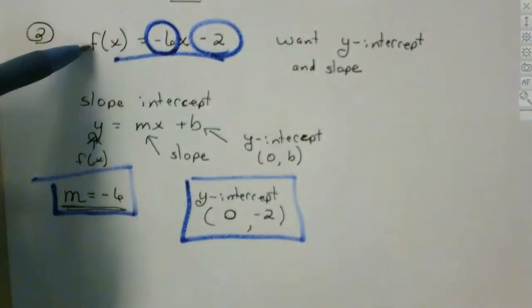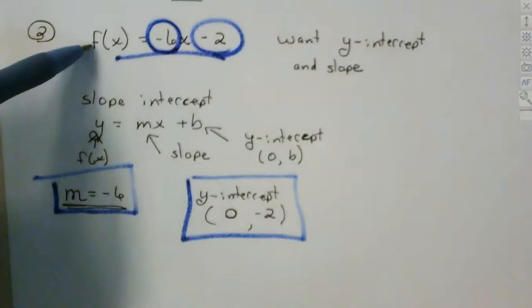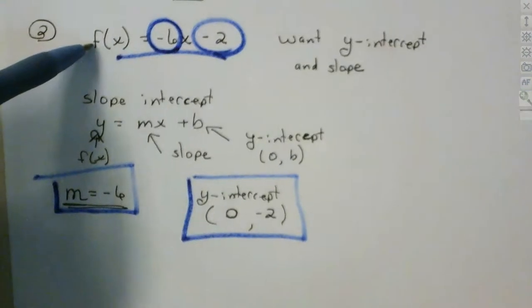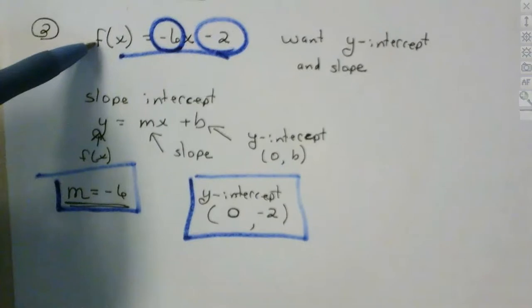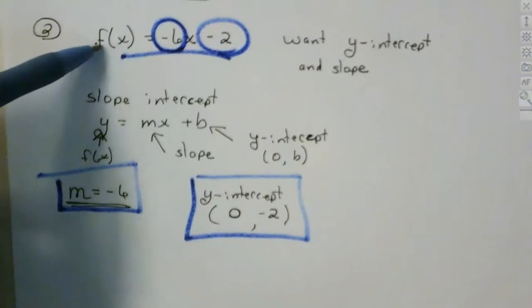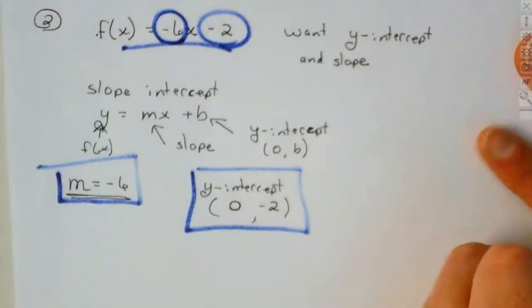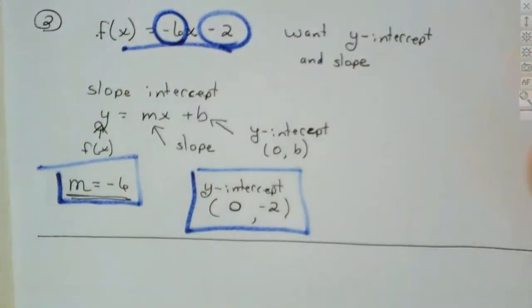Now, f of x and y are the same. So if you ever see an f of x, you can use a y instead. They are exactly the same. It's just, in some cases, it might be easier to use an f of x. If you're plugging values in, function notation, which is what that is, sometimes more advantageous. But they are equivalent.